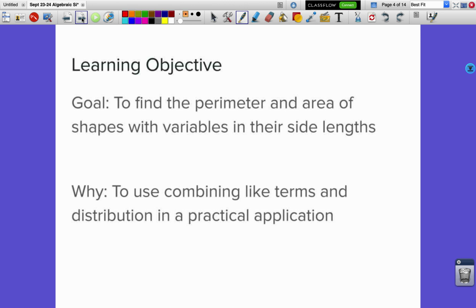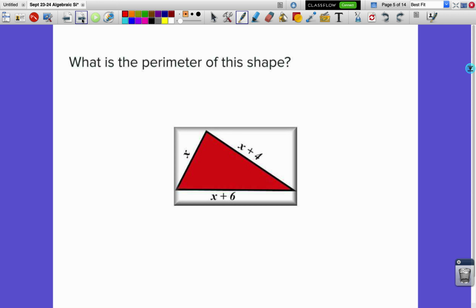Okay, objective for today is to find the perimeter and area of shapes with variables in their side lengths. Why are we doing this? To use combining like terms and distribution in a practical application. So we're asked, what is the perimeter of this shape? If you haven't gotten your notes out yet, pause the video, get your notes, write today's date, draw this shape.